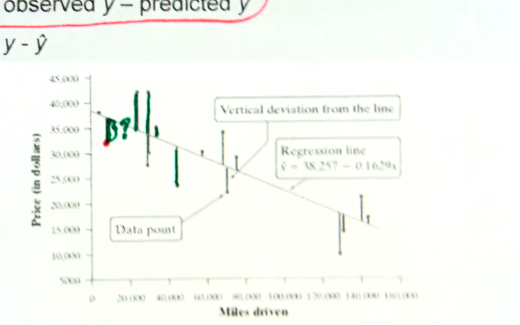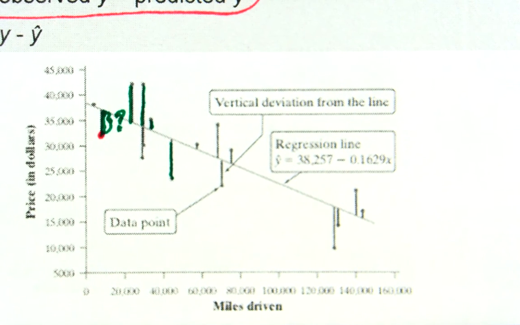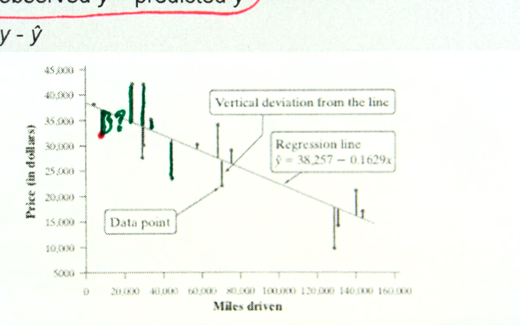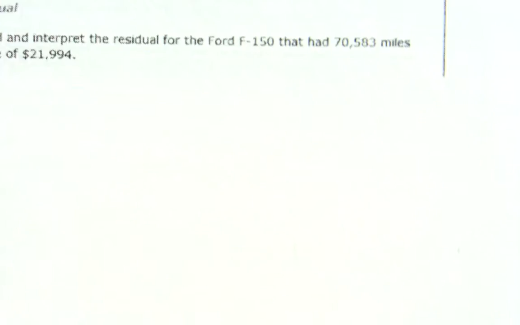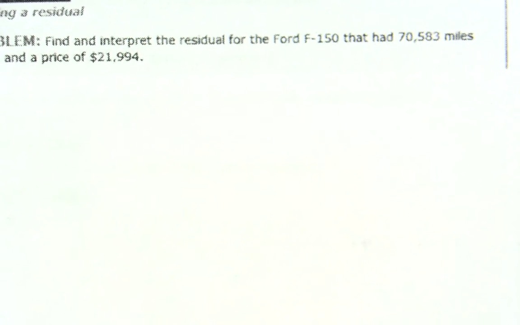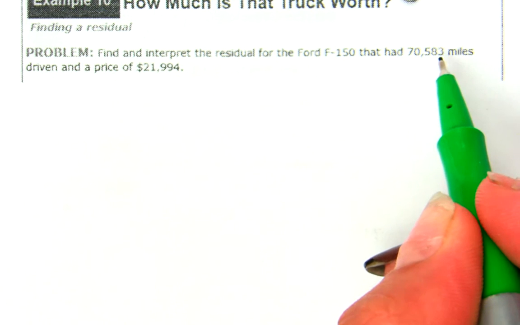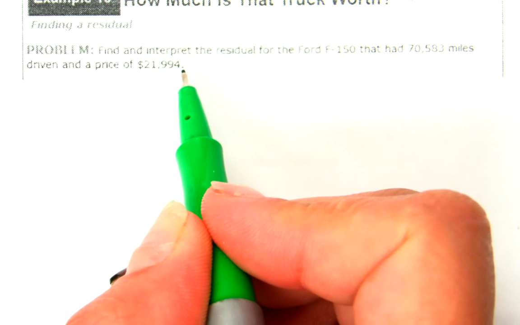Now, how this actually applies to us takes us back to the same data for the Ford F-150, the miles driven versus the price that you've paid. The question on the next slide is: find and interpret the residual for a Ford F-150 that had 70,538 miles driven on it and a price of $21,994. So right away, this was the actual mileage, and this is the actual price.